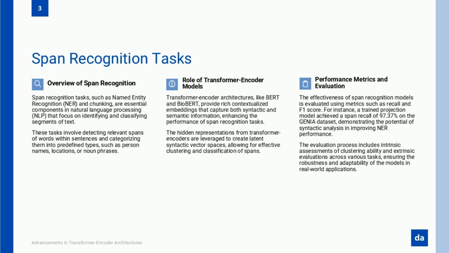One of the models the researcher evaluated achieved an extraordinary 97.37% recall on the Genia dataset. That's almost every single relevant span correctly identified. Imagine the potential of this level of accuracy in fields like medicine, where identifying critical terms in research papers or patient records could save lives. However, this wasn't just about numbers for the researcher. Their notes suggest they were striving for more, pushing the boundaries of what span recognition models could achieve.